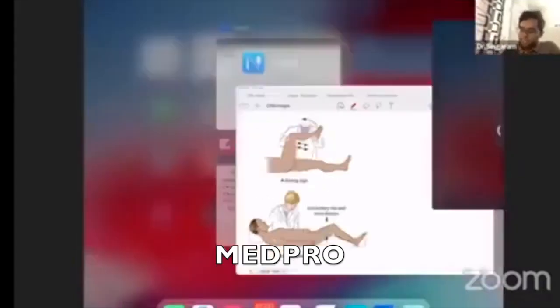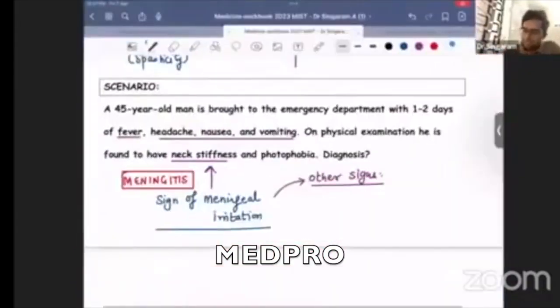Any other name for this neck stiffness? It is also called by one more name. You can write it down. It's also called nuchal. Nuchal is also the meaning for neck. Stiffness is also called rigidity, so neck rigidity or nuchal rigidity. Okay, I hope you can understand this. It is simply because the patient has pain in the neck due to the meninges present in the neck cervical region. That's all. So that's why they can have neck stiffness.